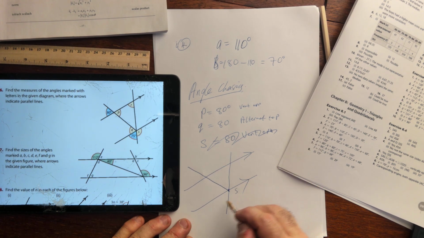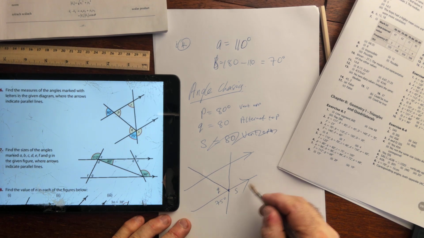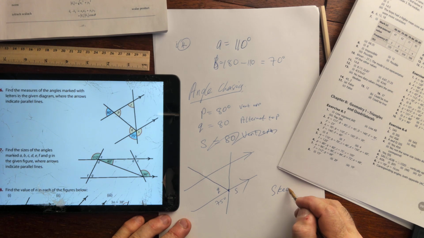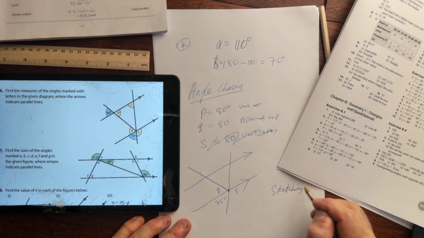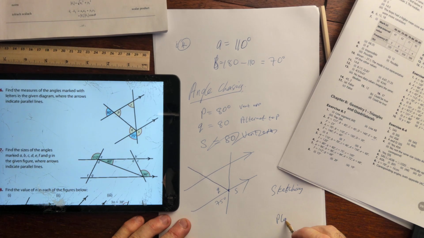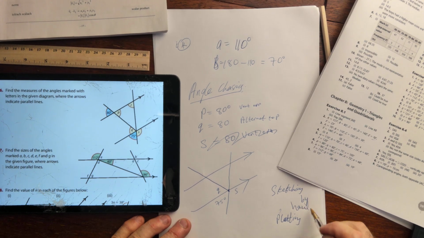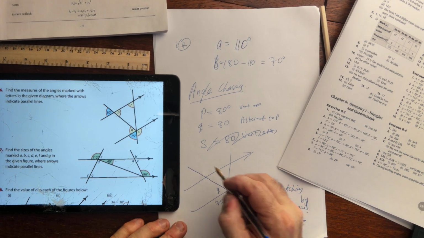So I have S here, I have 75 degrees here, I have Q here, and when you draw by hand it's called sketching, as opposed to plotting. Plotting is using equipment and measurement. So sketching is by hand, and we need to know both skills. So here we go, I'm continuing on here.